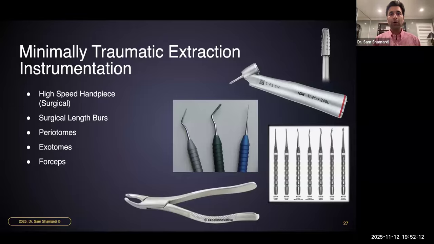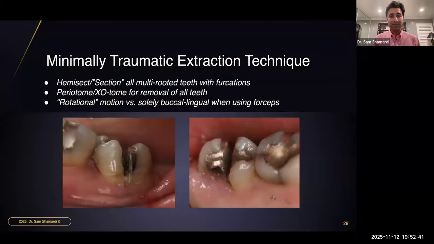It's all about avoiding putting excessive force. And when we use traditional elevators, which have much bigger beaks to them and are much more aggressive, and forceps putting that type of traditional buccal lingual movement, we are putting excessive amount of force exactly on the area that we are most trying to protect. Our buccal bone is our gold, so anything that we can do to avoid putting excess force in that area is a win.